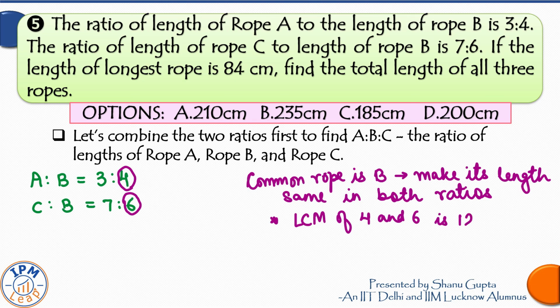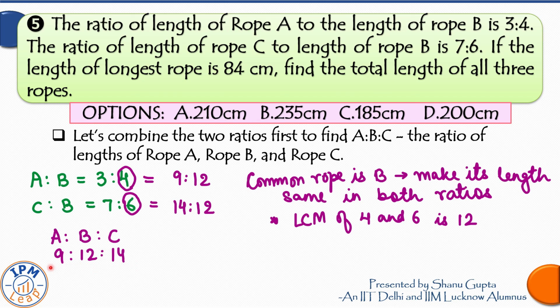To make B 12 in both ratios, we multiply this one by 3. 3 into 3 is 9 and 4 into 3 is 12. And we multiply this one by 2. 7 into 2 is 14 and 6 into 2 is 12. Therefore, the ratio A is to B is to C will be 9 is to 12 is to 14.